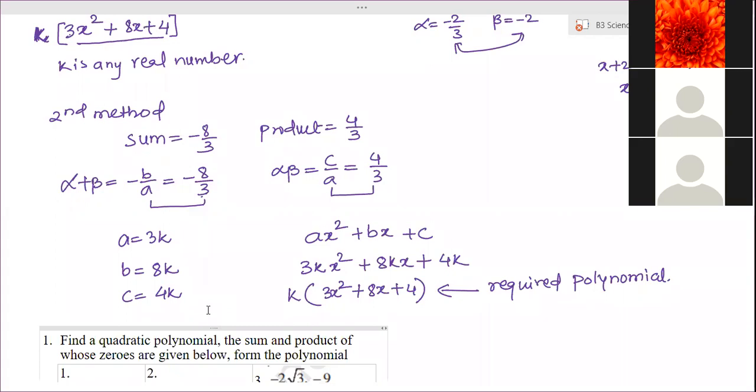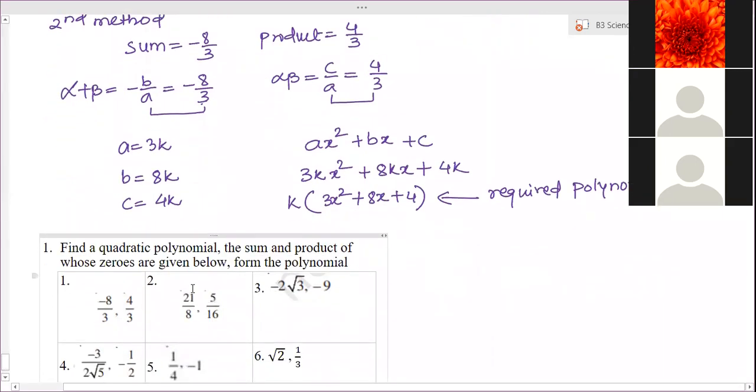Ma'am, I have a doubt. Yes, Amita? On the second method, if the denominators of the sum and product are not the same, what do we do? You have to make them equal, just like LCM, the same way. Ma'am, how to do the third question? Third one, directly you have to write the sum of the zeros is 2 root 3.